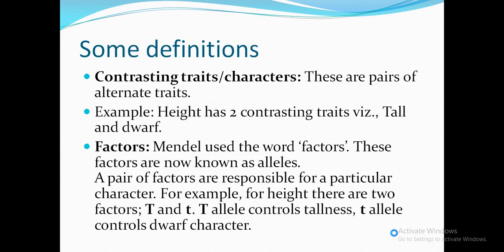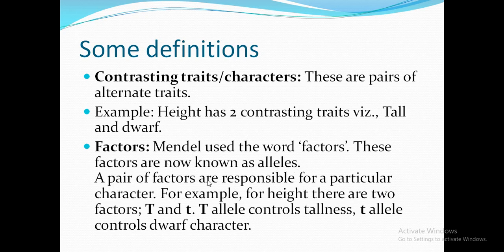First one is contrasting traits or characters. These are pairs of alternate traits. So every character has a pair of alternate traits. For example, height is a character which has two contrasting traits, that is tall and dwarf. Now, these contrasting characters are controlled by a pair of factors. Mendel used the word factors. These factors are now known as alleles.